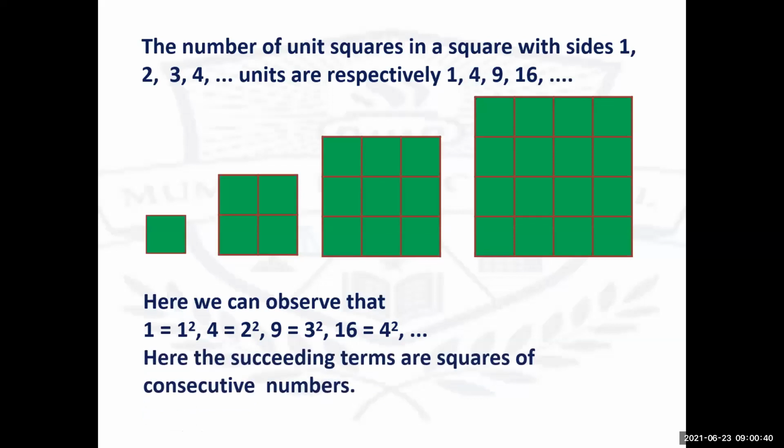Here the succeeding terms are the squares of the consecutive numbers. Understand, here the pattern of squares has been followed. So there are some specific patterns which are being followed. Understand this.